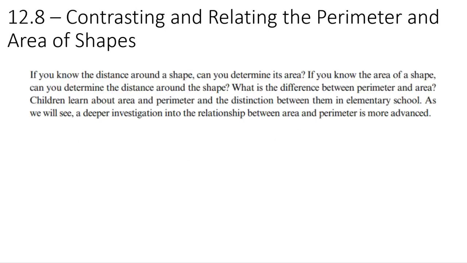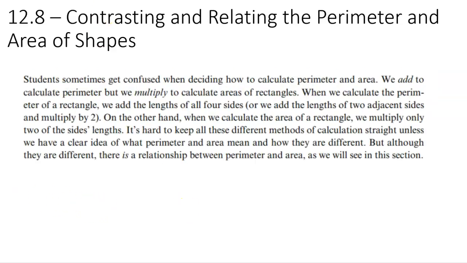If we know the distance around a shape, can we determine its area? And if you know the area of a shape, can you determine the distance around it? And what is the difference between perimeter and area? Children learn about area and perimeter and the distinction in elementary school, but as we dive a little bit deeper, we can see that the relationship is actually a little more advanced.